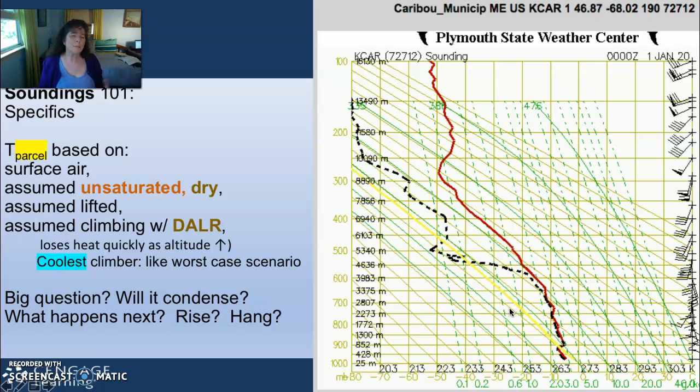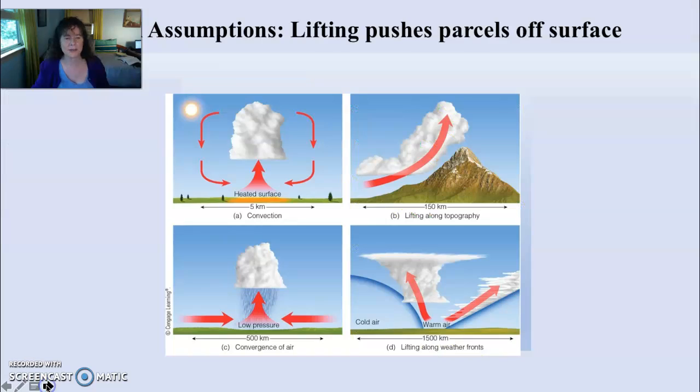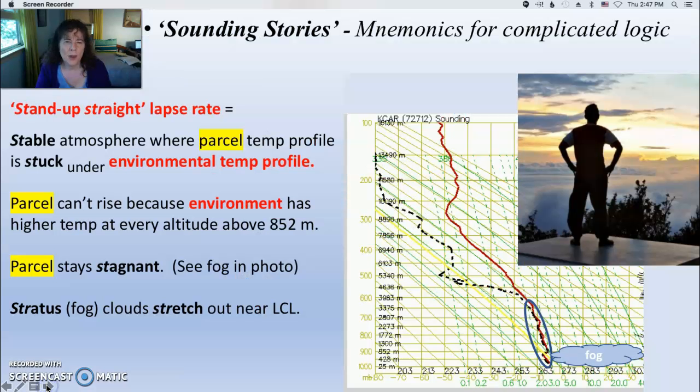The big question is, what will happen to this cloud once it's condensed? Will it rise or will it hang out there? And that's where you get to do the predictions. Just to go over, this is how we lift a parcel off the surface. That parcel is lifted. We use the sounding to find out if the parcel is going to hang out at one altitude or is the parcel going to continue to rise up.